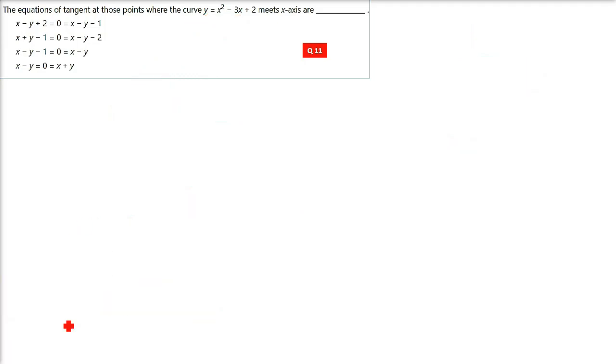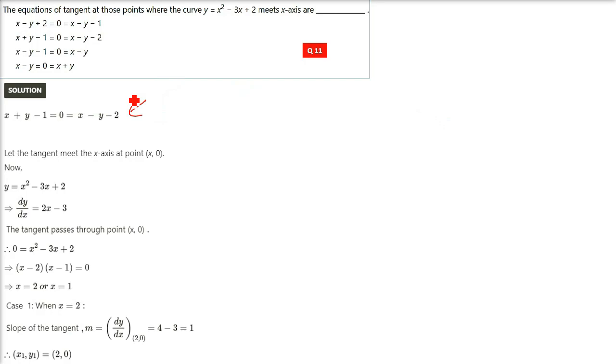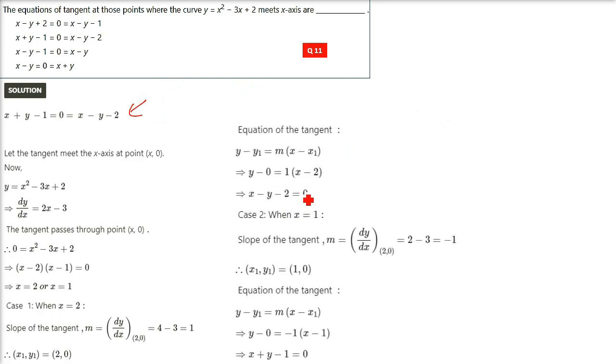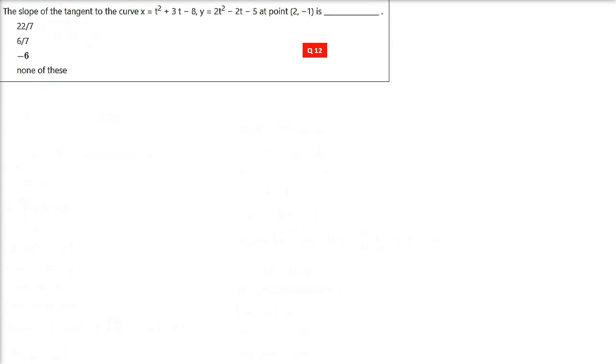Now this is the reference solution for you. You can follow it to solve this question. The slope of the tangent to the curve, this one and this one, at point 2, minus 1. First of all, x and y is given, so we'll equate it for the equation. But before that, we'll find out dx by dt and dy by dt because we need to have dy by dx. So I'm differentiating these two. First one was 2t plus 3. Second was 4t minus 2.